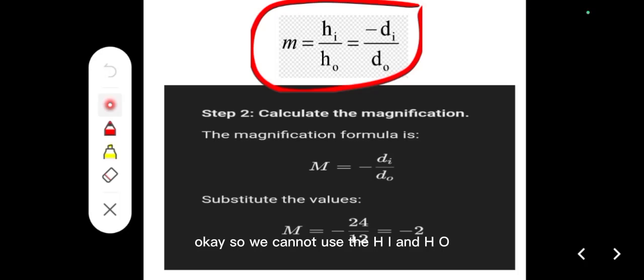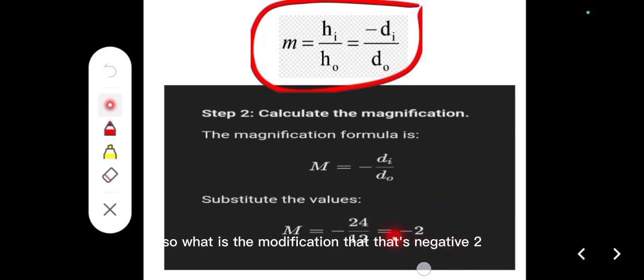Okay, so we cannot use the hi and ho since we don't have the height of the object. So we can only use the image distance and object distance to determine the magnification. By substituting the values, negative di over do, negative 24 over 12, the answer is negative 2.